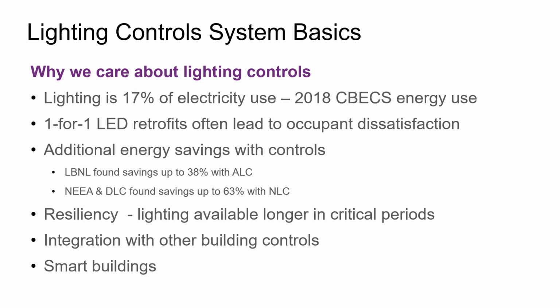Moving to advanced lighting controls will lead to energy savings. Studies from the Lawrence Berkeley National Lab show savings of 24 to 38% from implementing various advanced lighting control strategies. And as facilities become concerned with resiliency, advanced lighting controls allow lighting to run longer during critical periods. Moving to advanced lighting controls also can provide the opportunity to integrate with other building controls and the potential to operate in the smart buildings arena.